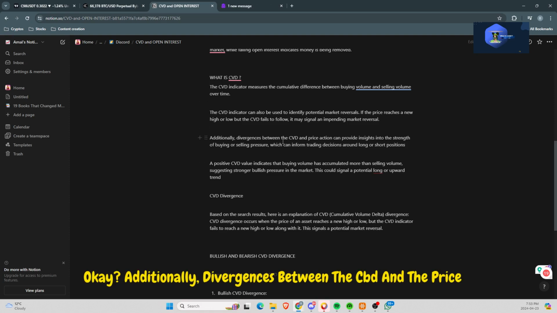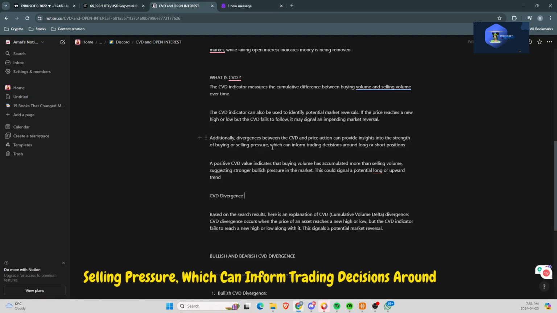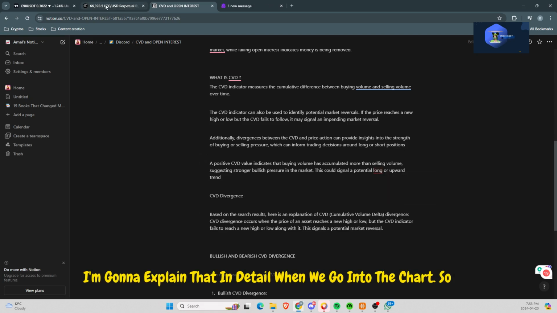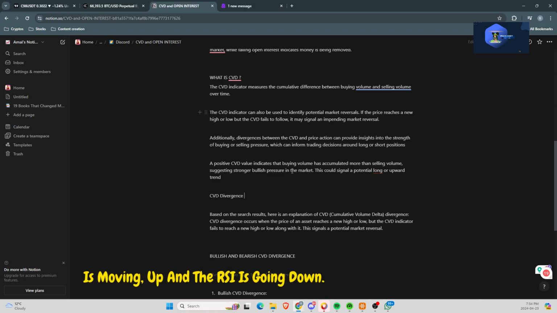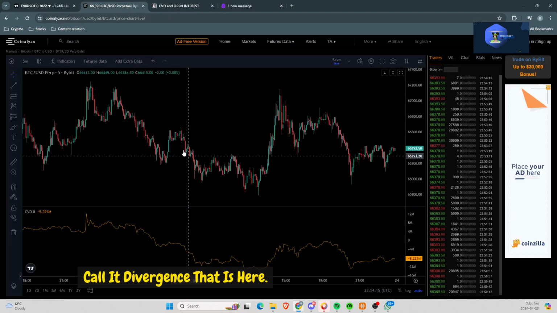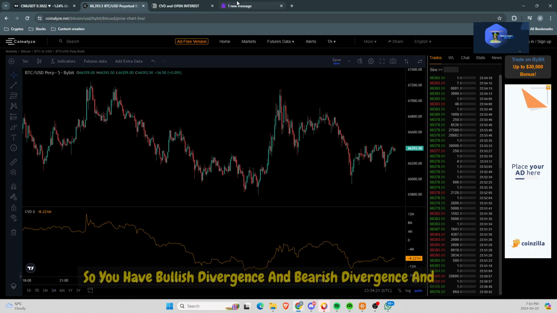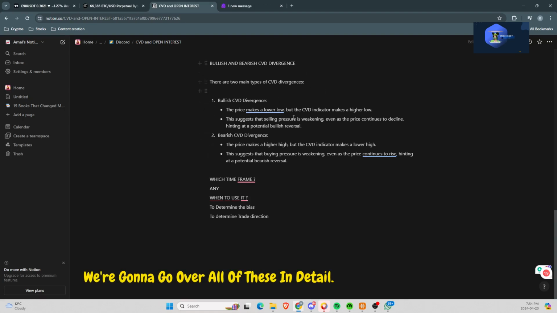Additionally, divergences between the CVD and the price action can provide insights into the strength of buying or selling pressure, which can inform trading decisions around long or short positions. I'm going to explain that in detail when we go into the chart. So, what is divergence? Like, when you're doing RSI, when the price is moving up and the RSI is going down, there is a divergence from the price, right? So that's what we call a divergence. Here, the price is moving down. Here, the CVD is moving up. So here is a divergence. So you have bullish divergence and bearish divergence, and we're going to go over all of these in detail.